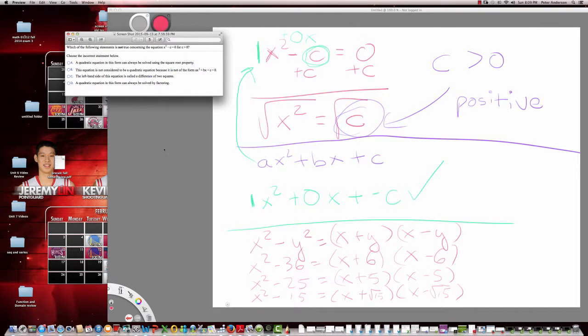You can rewrite this. This x squared minus c is a quadratic equation, and it is of the form ax squared plus bx plus c equals 0.